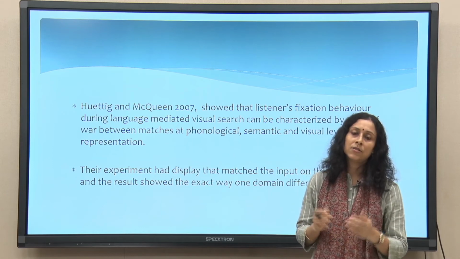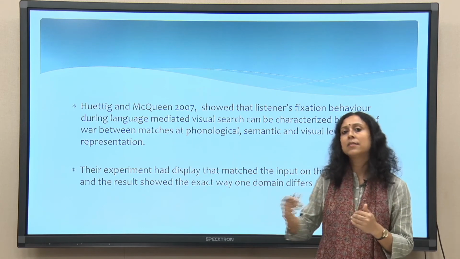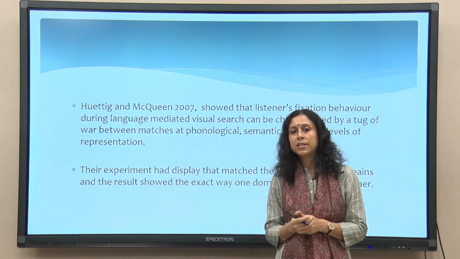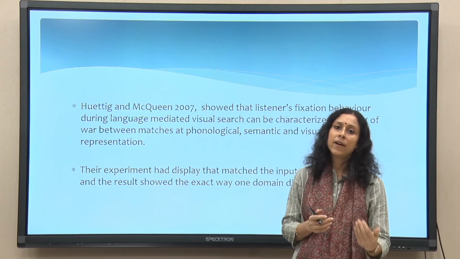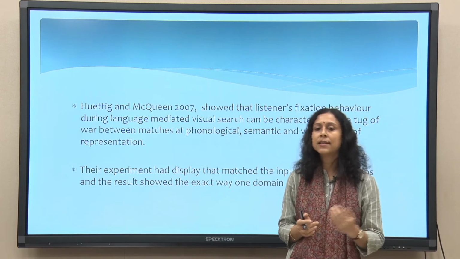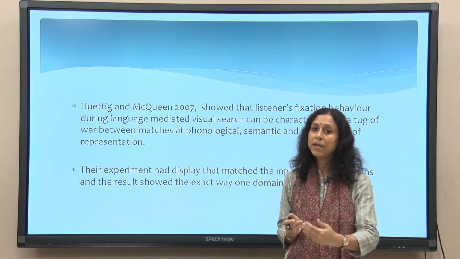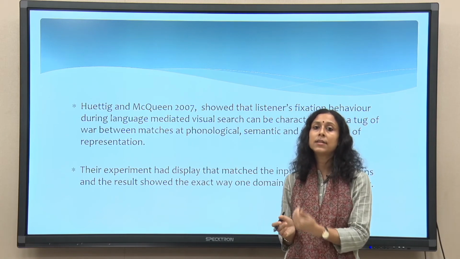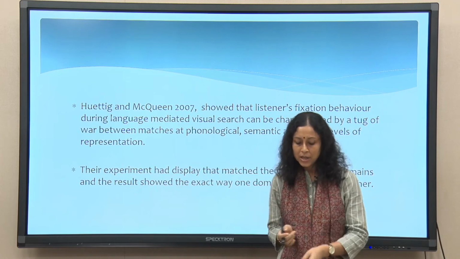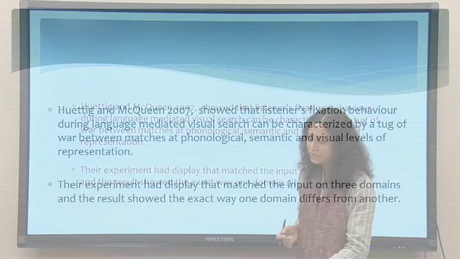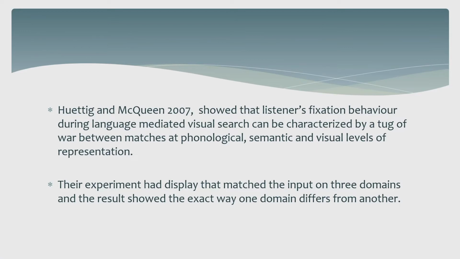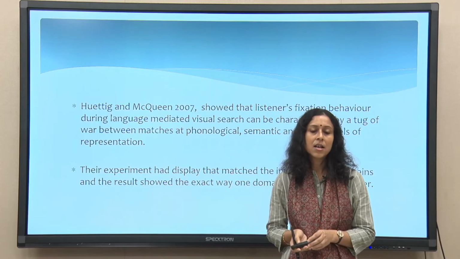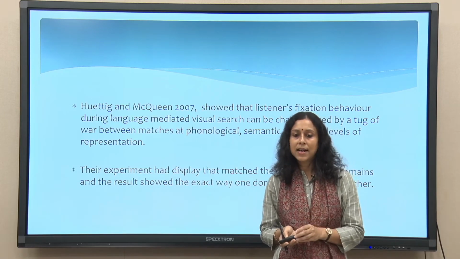So, what gets preferential treatment and what does not? Temporally speaking, as the word unfolds auditorily, where do you find the gaze duration higher? Is it the phonological cohort, the semantic cohort, or the perceptual cohort that gets higher attention? Among them, what is the relationship? They find that it is not very clear cut. There is actually a tug of war between phonological, semantic and visual levels of representation.